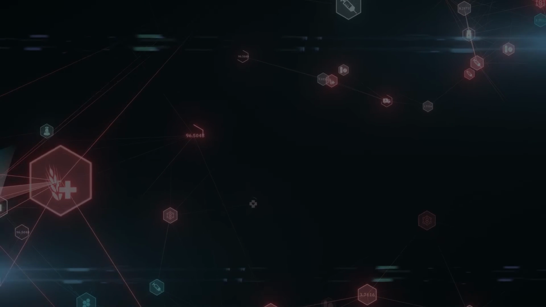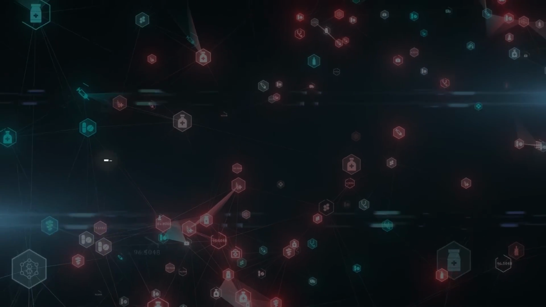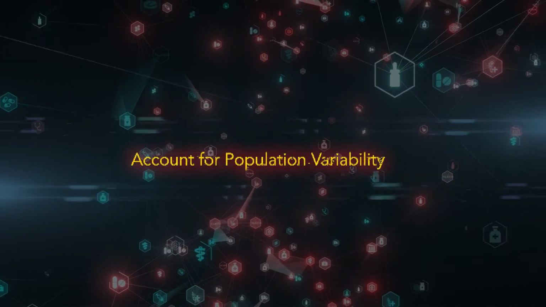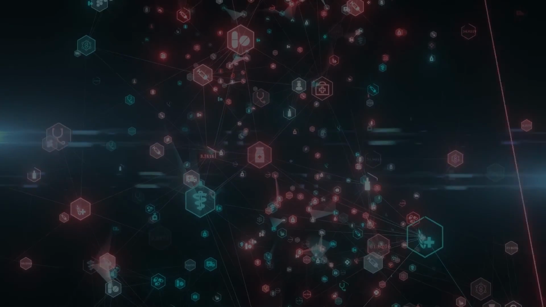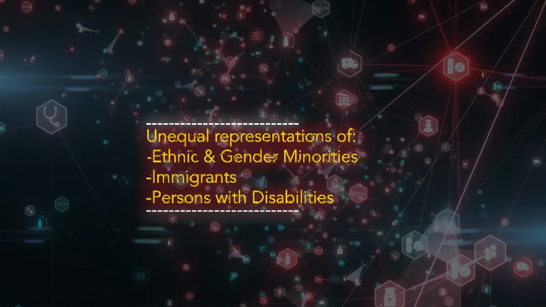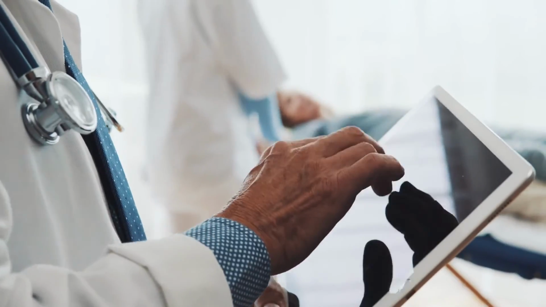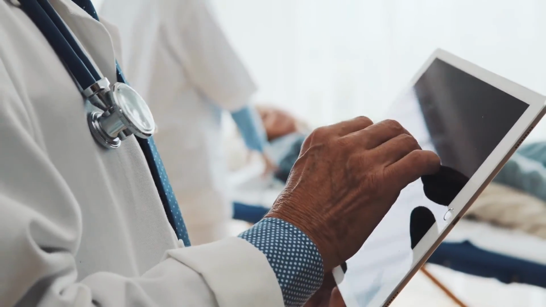So, this bias is clearly an issue, but what can be done? To address this issue, AI should aim to gain diversity in the datasets that it learns from to account for population variability. Since many AI algorithms learn from large datasets that lack equal representations of ethnic and gender minorities, immigrants, and persons with disabilities, these individuals are prone to receiving misdiagnoses, which can lead to fatal treatment outcomes.